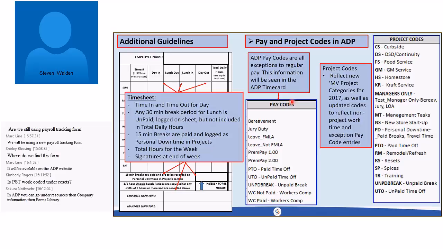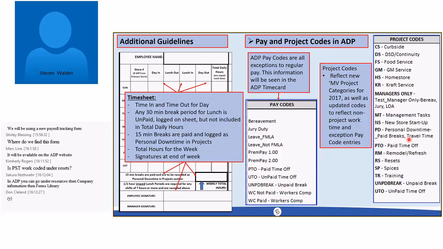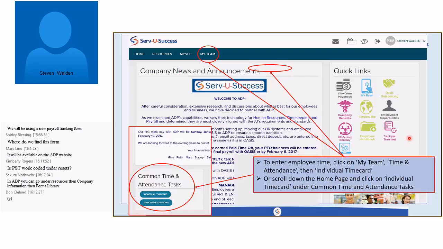These aren't on your handwritten timesheet, but these are codes that will be in ADP, and you saw Sakura walk through that a little bit. These are the pay codes, and then these are the project codes. Again, some of the descriptions are revised for this year versus last year for project codes. And then we're back on ADP. Any questions on the handwritten timesheets? They'll all come together as we go through the presentation, but anything we need to answer before we move on?